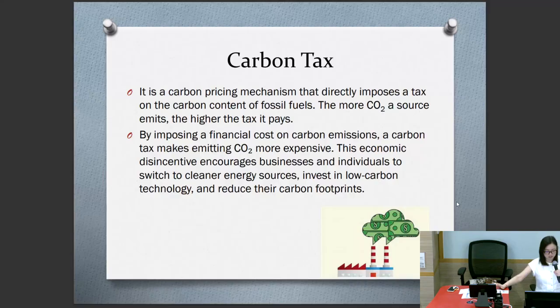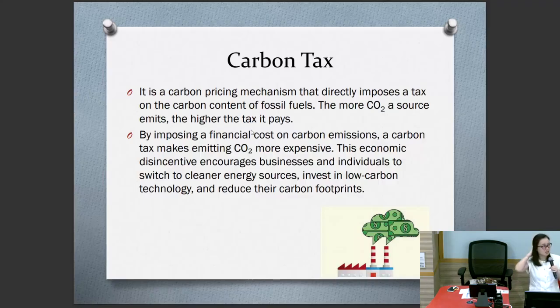So carbon tax is the carbon pricing mechanism that directly imposes a tax on the carbon content of the fossil fuels. The carbon content could be the amount of carbon inside the fuel. It could also be the amount of carbon dioxide released when these fossil fuels are burned. So the more carbon dioxide a source emits, the higher the tax it pays.